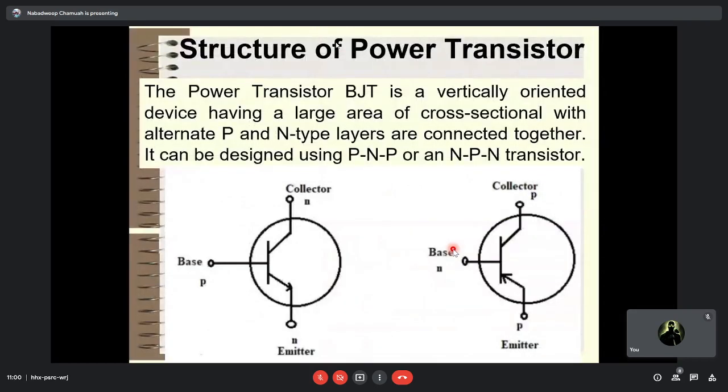Next, let's not discuss the IGBT and the others, because these are the same as the insulated gate bipolar junction transistor. We will now discuss the structure of the power transistor, how it looks. If you see this symbol, there is no difference between a power transistor and a normal transistor. The symbols are the same. A power BJT is a vertically oriented device having a large area of cross section, with alternate P and N type layers connected together. It can be designed using PNP or NPN transistor, but they are vertically designed so that the cross section is large.